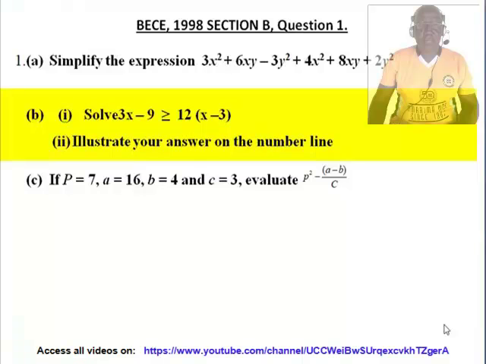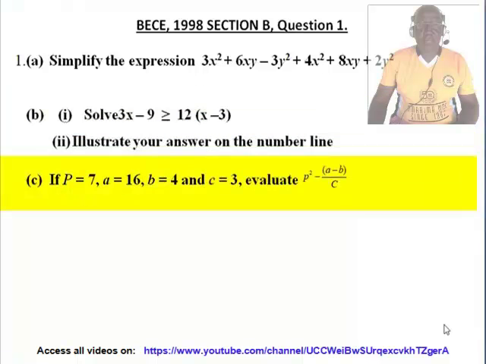1b. I. Solve 3x − 9 ≥ 12(x − 3). II. Illustrate your answer on the number line.